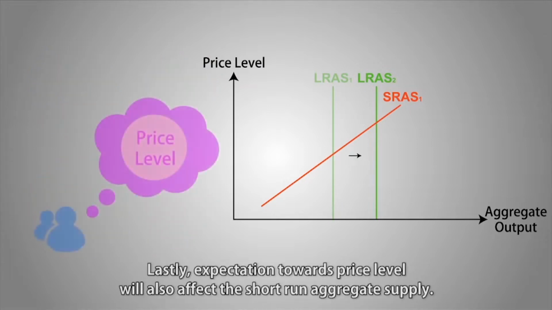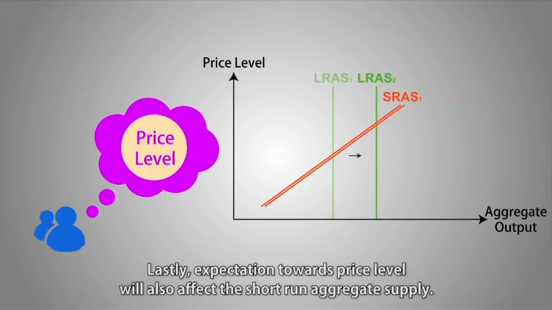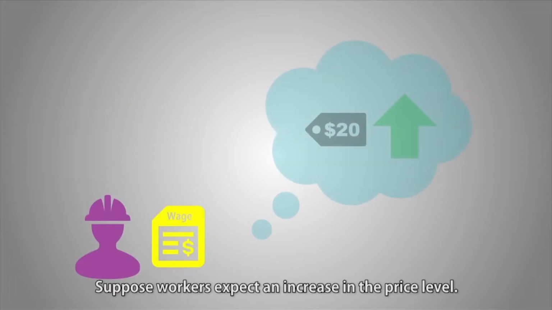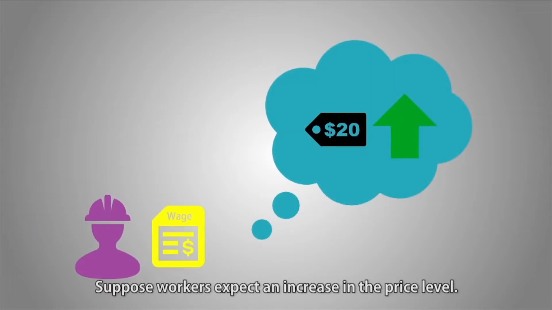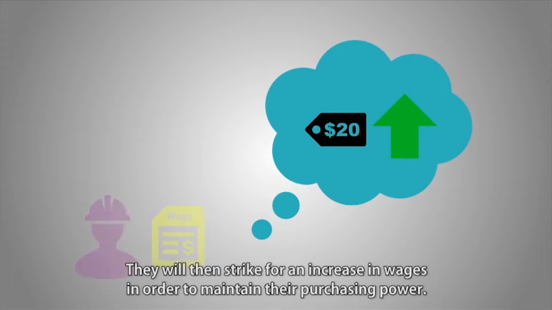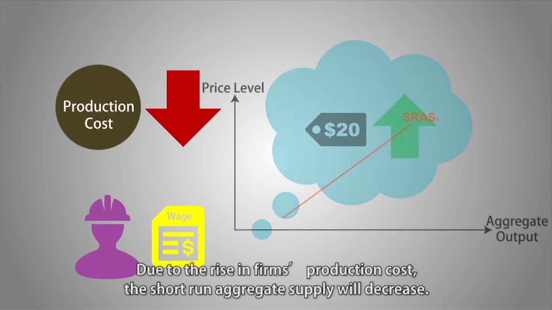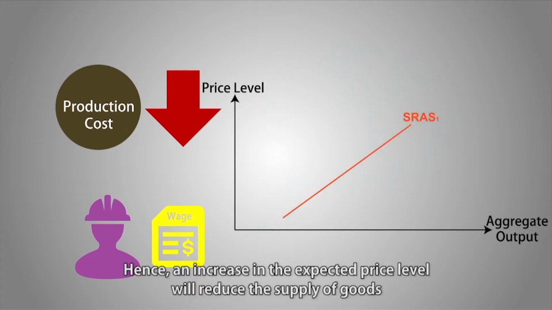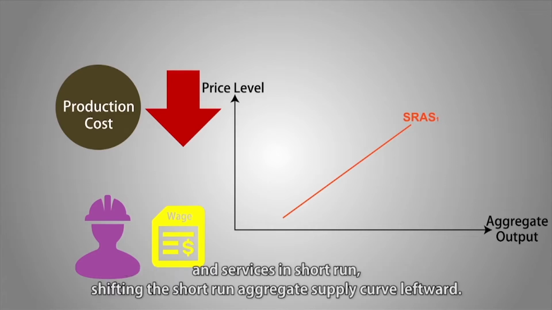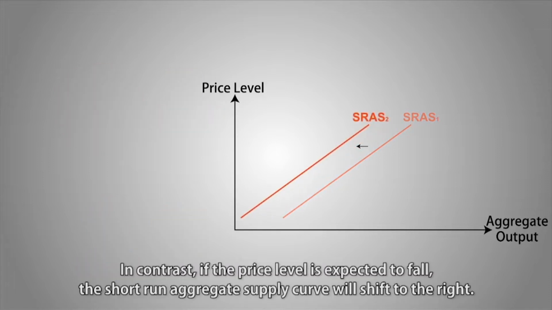Lastly, expectation towards the price level will also affect the short-run aggregate supply. Suppose workers expect an increase in the price level. They will then strike for an increase in wages in order to maintain their purchasing power. Due to the rise in firms' production cost, the short-run aggregate supply will decrease. Hence, an increase in the expected price level will reduce the supply of goods and services in the short run, shifting the short-run aggregate supply curve leftward. In contrast, if the price level is expected to fall, the short-run aggregate supply curve will shift to the right.